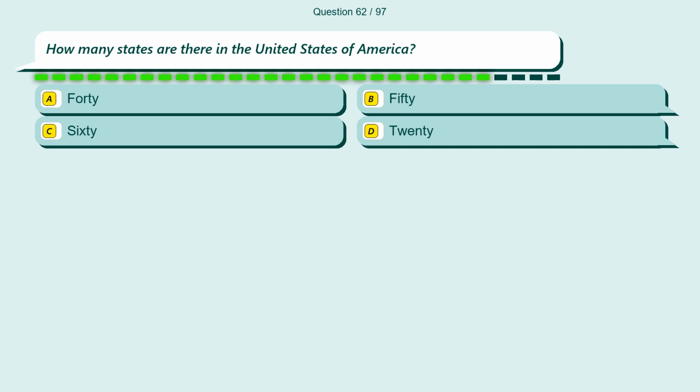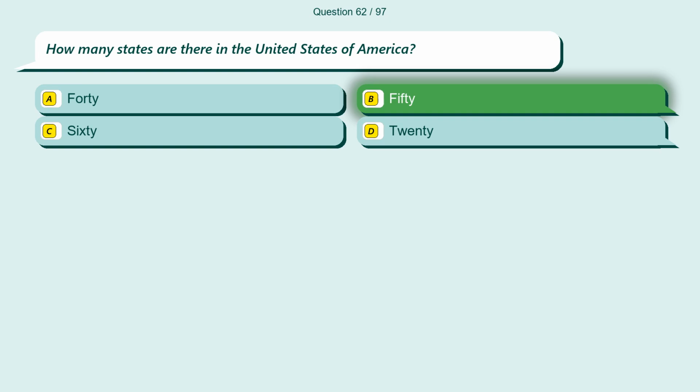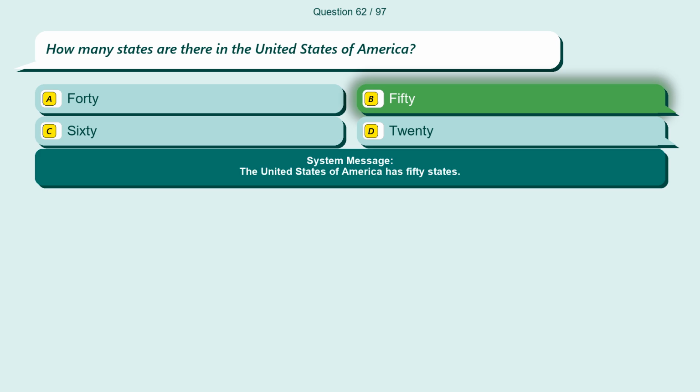Question 62. How many states are there in the United States of America? Option A, 40. Option B, 50. Option C, 60. Option D, 20. The correct answer is option B, 50. The United States of America has 50 states.